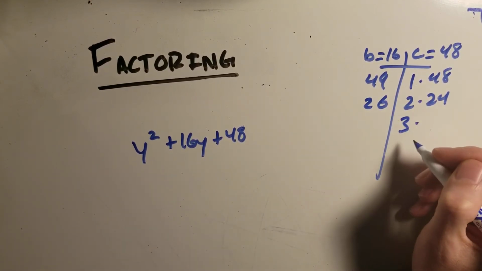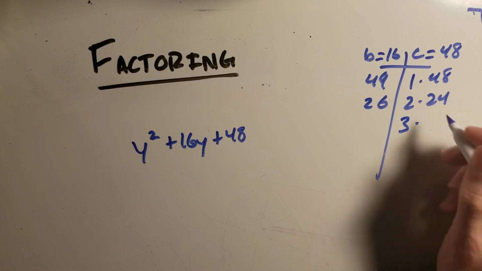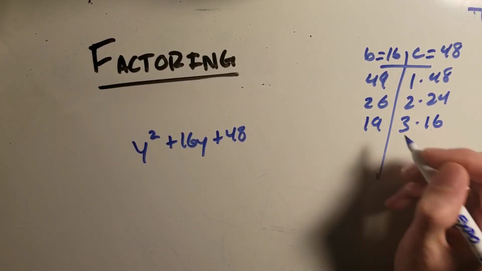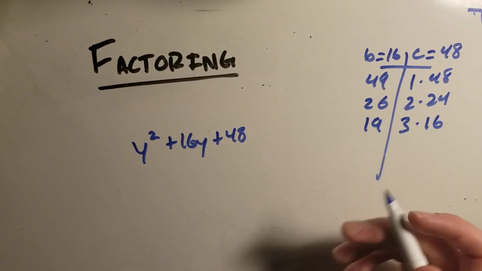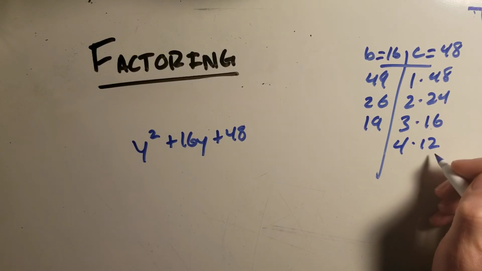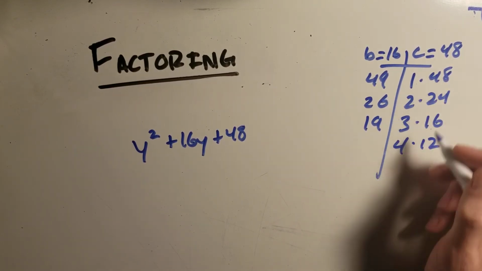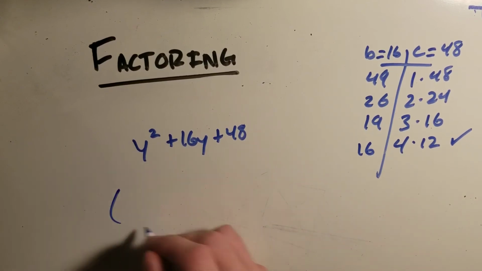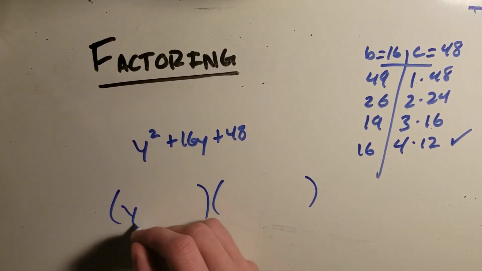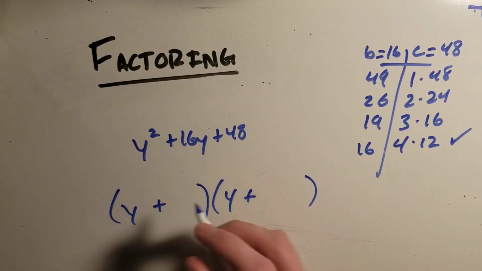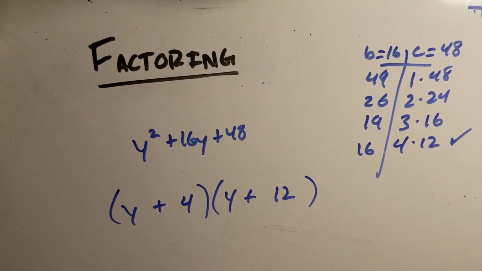Still no luck. 3 times 16 will get you 48. You add those together, get 19. That doesn't work. Let's go to 4. 4 times 12, well, that equals 48. When you add them together, you get 16. There's your winner. So in our factored form, we're going to have the two binomials with y's. We're going to have plus and plus, and it's going to be 4 and 12.